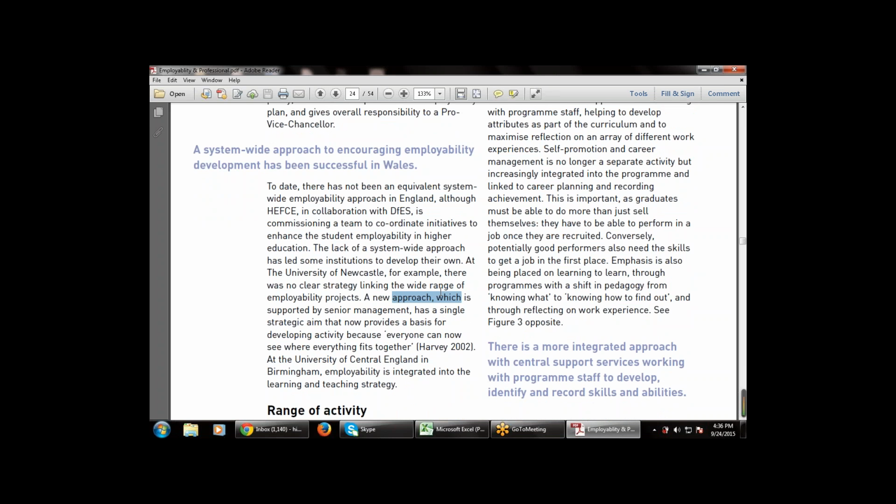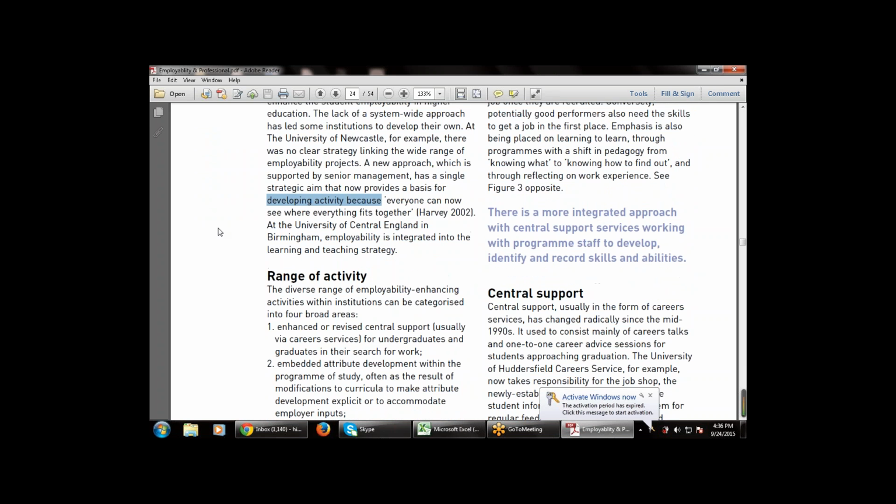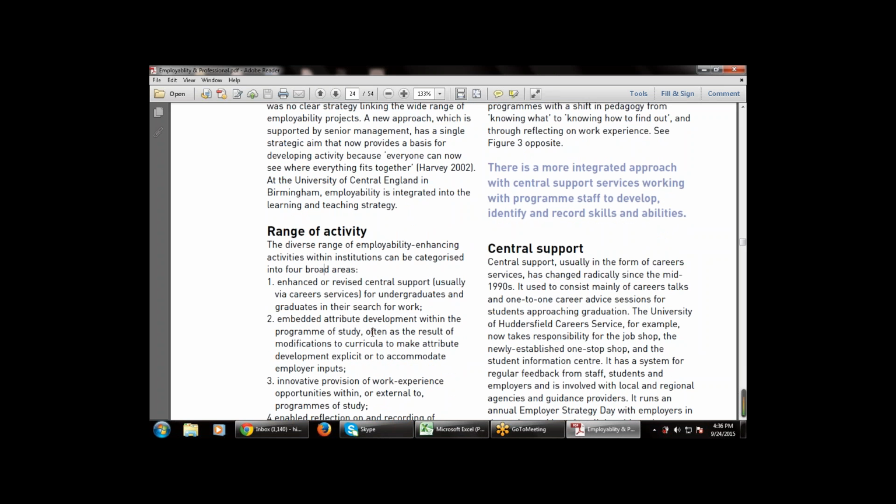The new approach, which is supported by senior management, has a single strategic aim that now provides a basis for developing the activity, because everyone can know which is better than another technique. Now, the range of activities used to enhance employability skills is divided into multiple parts.